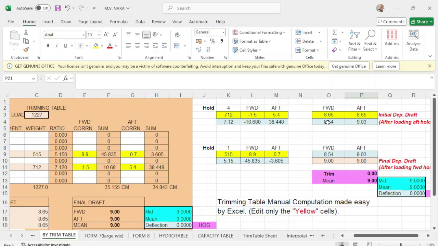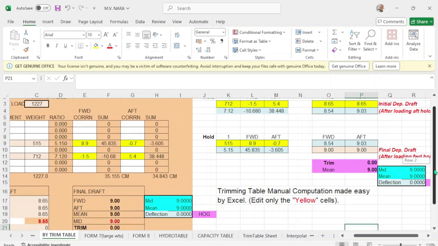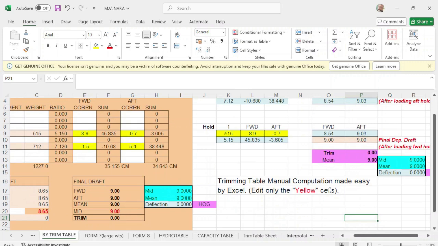So this 5.5, put it down. 9.3, you put it down. Once you have finished loading this figure of 515, this will be your final drop of forward 9 meters, up 9 meters, and your mid drop, which is this one or this one, and your mean drop is this one, then you have a zero deflection.